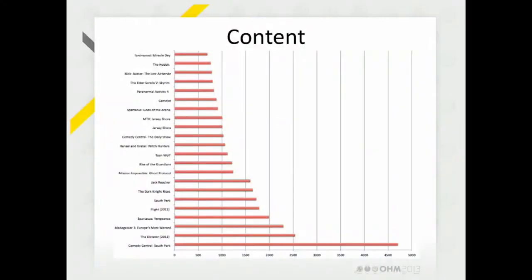Don't know if you can read this. I made a list of the content that's being shared. It's mostly movies, television. You can see things here like Jersey Shore, South Park, The Dictator, Madagascar 3, Spartacus. Honestly, I doubt the taste of our customer base based on this information. It's a bit scary.